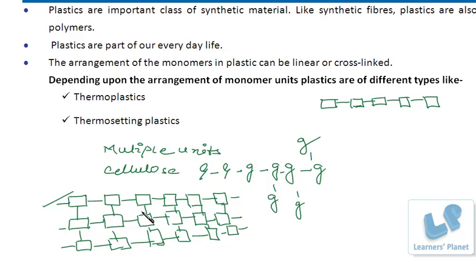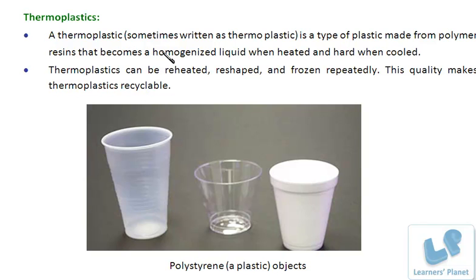Whereas in thermosetting plastics, the linking of monomer is what? It is cross-linked. Thermoplastic, what type of linking of monomer is there? The monomers are linked in a linear fashion. A thermoplastic, sometimes written as thermo plastic, is a type of plastic made from polymer resins that become a homogenized liquid when heated and hard when cooled. That is, a polymer resin, when heated forms a homogenized liquid and when cooled it becomes hard.